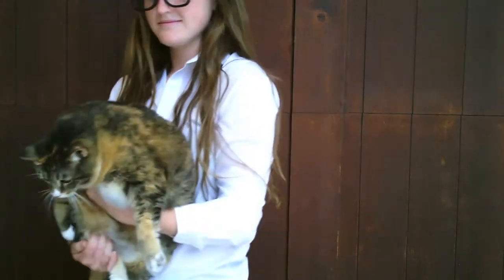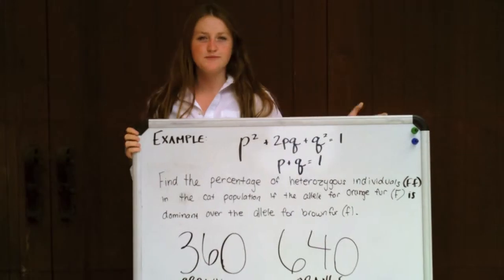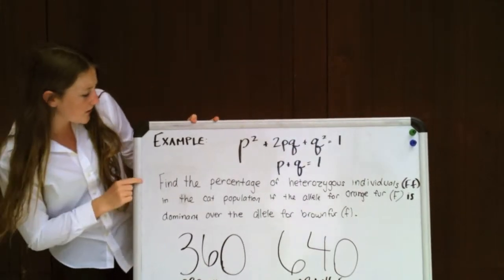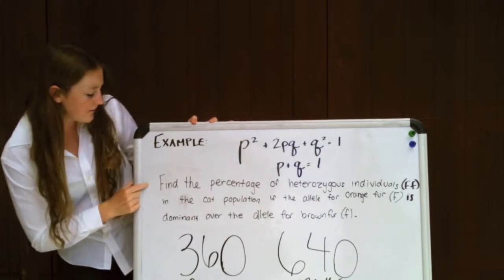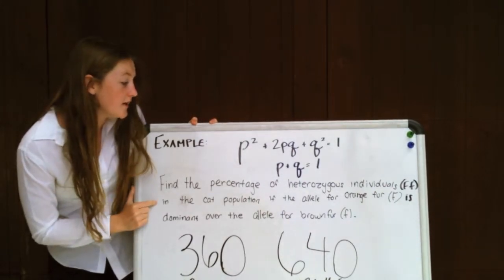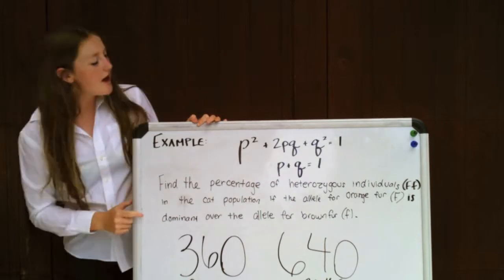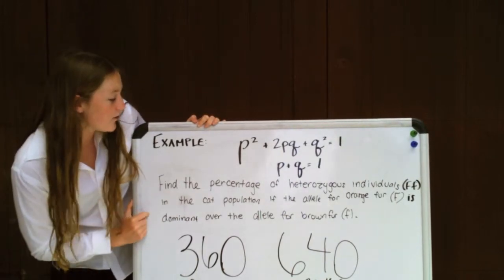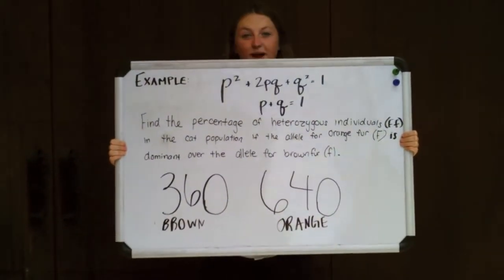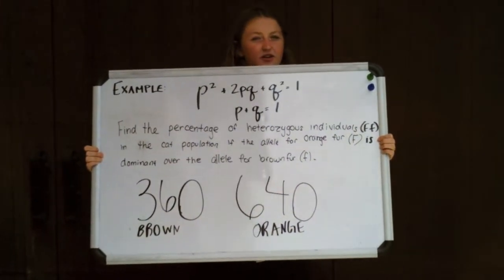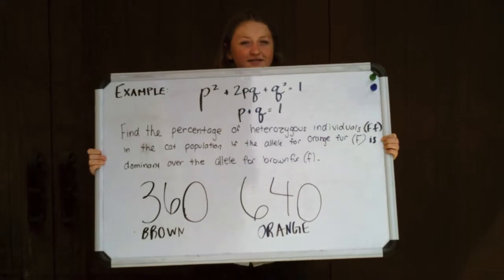So you have 360 brown cats. And say you have 640 orange cats. So, here's our problem. Find the percentage of heterozygous individuals, big F, little f, in the cat population if the allele for orange fur, big F, is dominant over the allele for brown fur, little f. We have 360 brown cats and 640 orange cats.